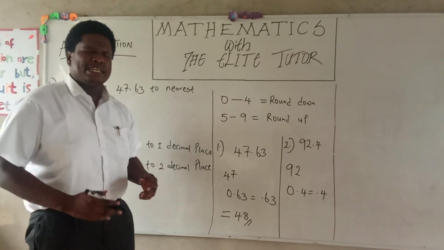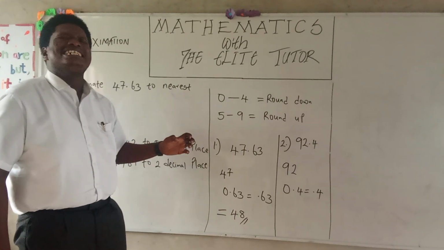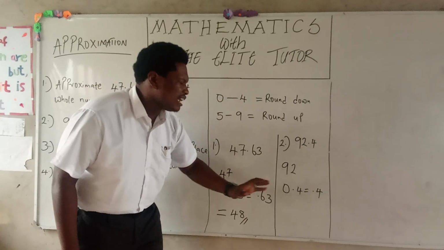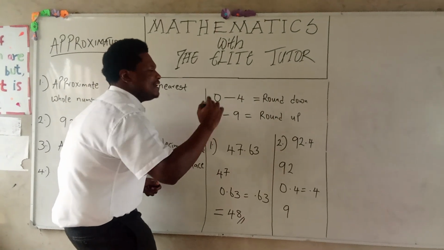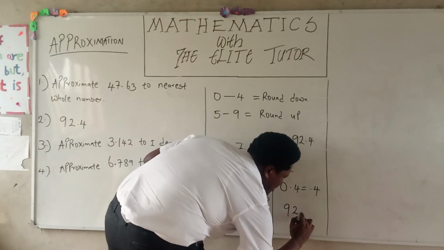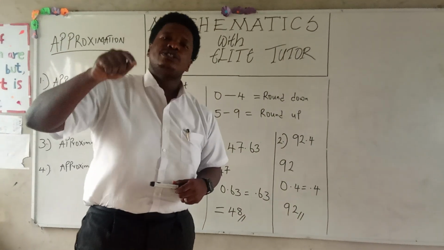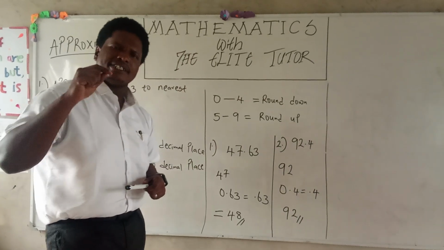What does that mean? It simply means that it has no effect on the number before the decimal. The number before the decimal remains constant. So our final answer, 92.4 to the nearest whole number, will be 92. At Elite Tutor, we don't rush approximation. We take approximation step by step.